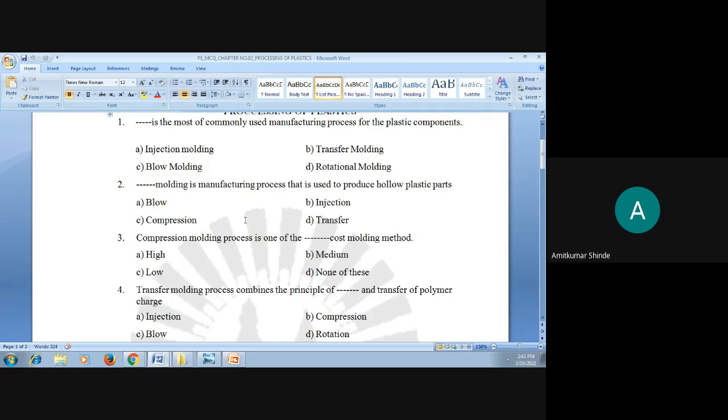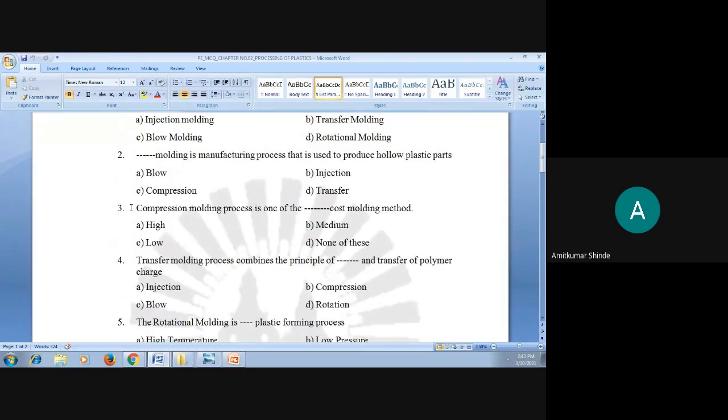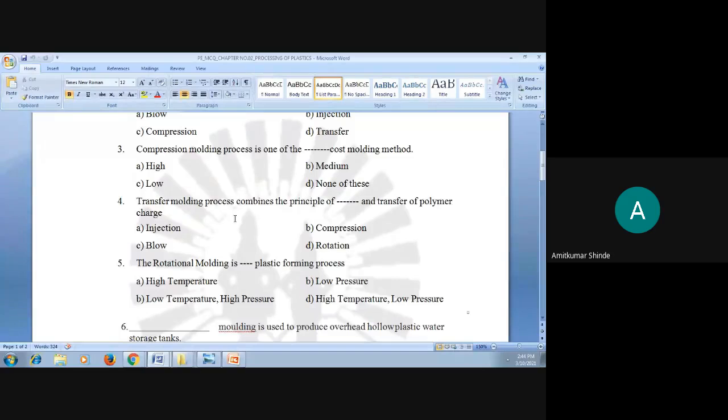Sometimes there may be another option like rotational molding. If blow and rotational both options are there, then your answer will be A and B, in multiple choice questions. Then third question: compression molding process is a high cost, medium cost, or low cost molding method? This is a high cost molding method. The disadvantage of compression molding, you can get that answer in question number 4 here.